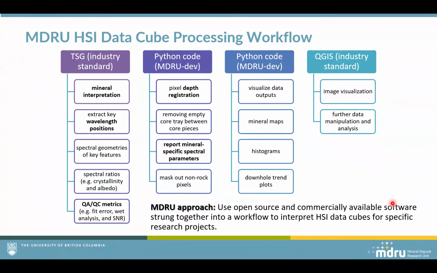From this point, we basically have a product that we can utilize and visualize in many different forms. So we've been doing this with both Python and QGIS because of the spatial ability. Within Python, we can look at things like mineral maps, histograms, downhole trend plots, or strip logs. In QGIS, we can actually look at these core box images and pixels in spatial context, and rapidly filter out the data, make calculations depending on different parameters, etc.